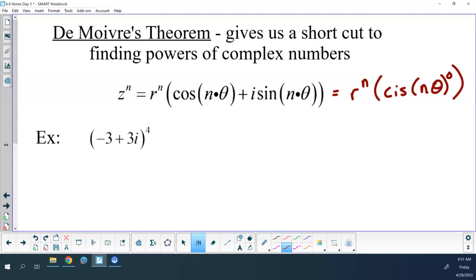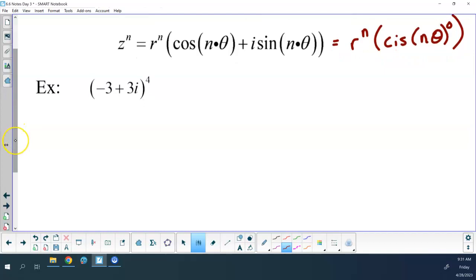So, that makes it easier than going negative 3 plus 3i, negative 3 plus 3i, negative 3 plus 3i, negative 3 plus 3i. Okay? So, let's do that now. Let's apply that. Well, first off, what we've got to do is convert this complex number into trig form. Okay? So first off, I would need to find my r value.